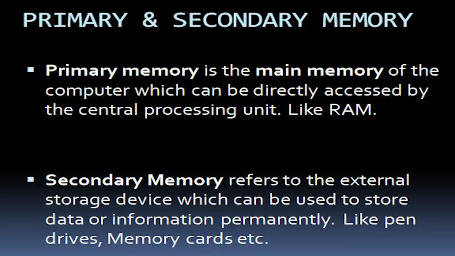Then what is meant by secondary memory? It is an external storage device which can be used to store data or information permanently. Suppose after making the house in Paint, you want to save it permanently. Then what will you do? You click on the save button, you choose the location and you click on save. Like pen drives, you want to save the data in pen drives, memory cards, D drive, U drive. These all come under the secondary memory. I hope you understand this topic.